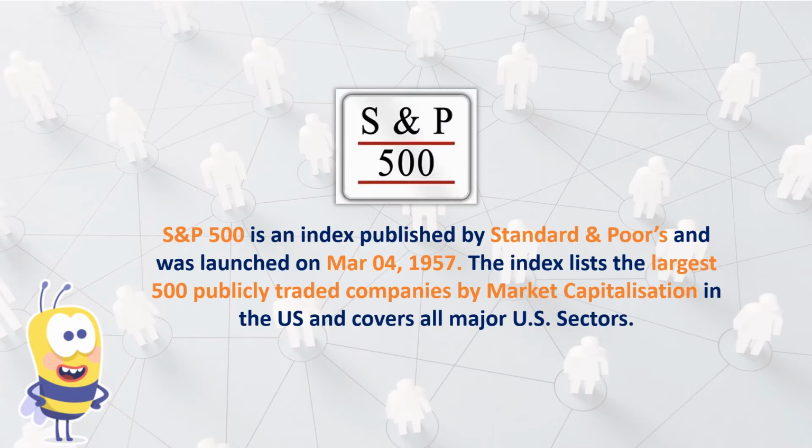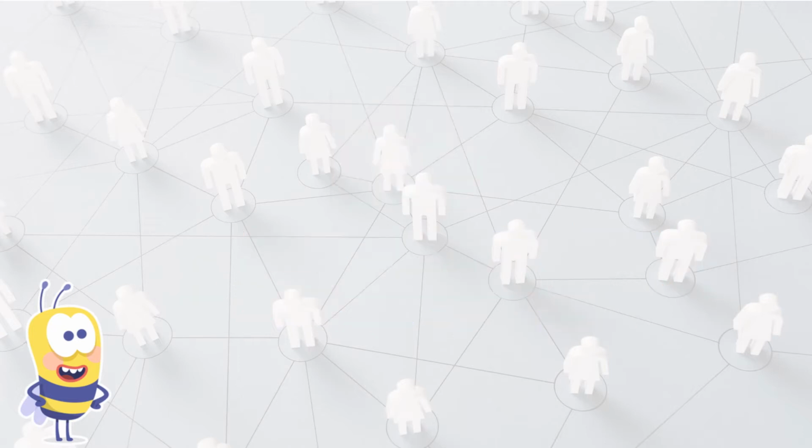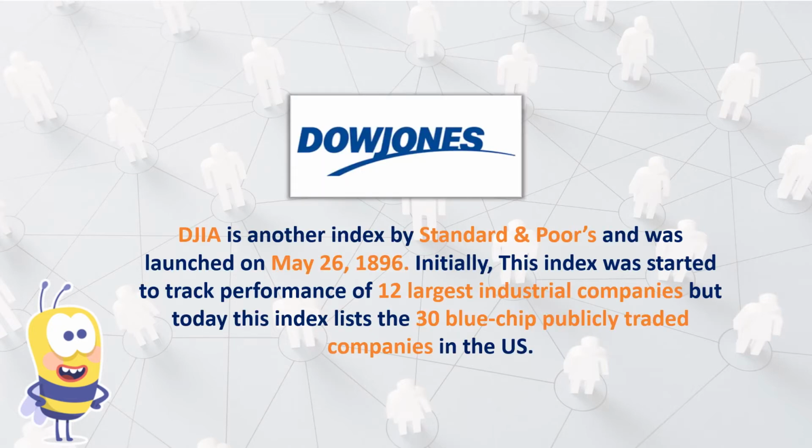S&P 500 is an index published by Standard & Poor's and was launched on March 4, 1957. The index lists the largest 500 publicly traded companies by market capitalization in the U.S. and covers all major U.S. sectors. Whereas DJIA has existed for much longer and was launched on May 26, 1896. Initially, this index was started to track the performance of 12 largest industrial companies, but today this index lists the 30 blue-chip publicly traded companies in the U.S.